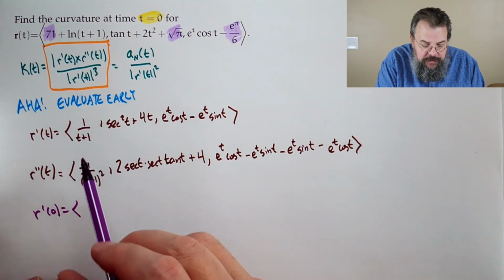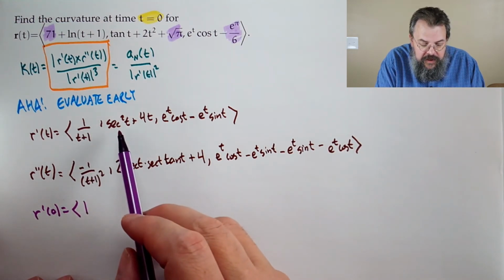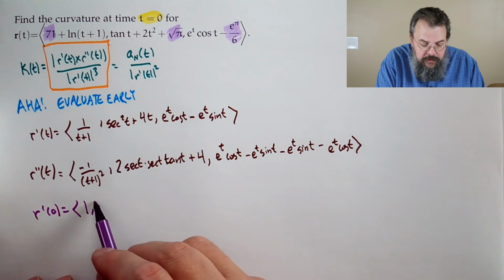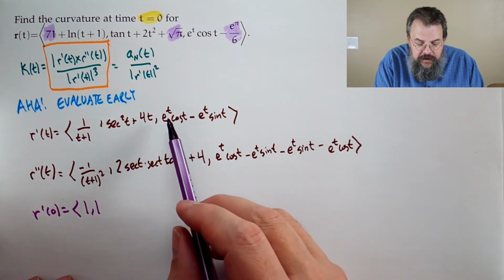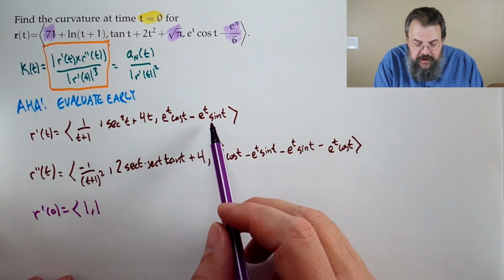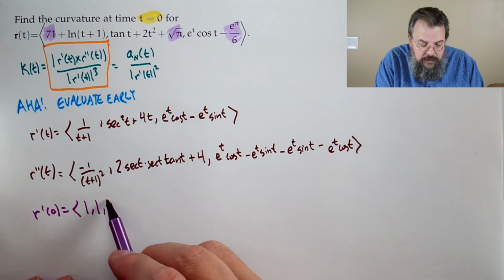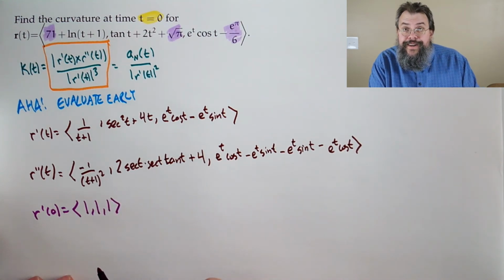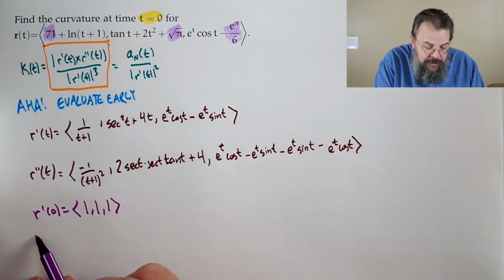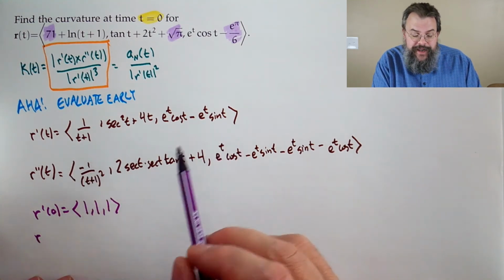Well, 1 over 0 plus 1 is 1. Secant squared of 0 is 1. E to the 0 is 1. Cosine of 0 is 1. Sine of 0 is 0. So it's 1, 1, 1, 1. That's great. Lovely to work with. A lot easier than that big expression.